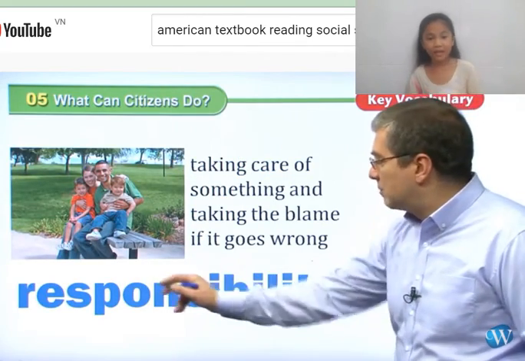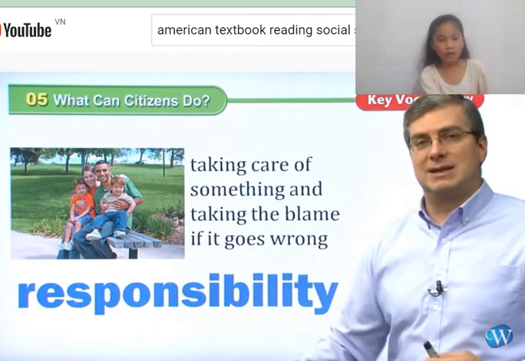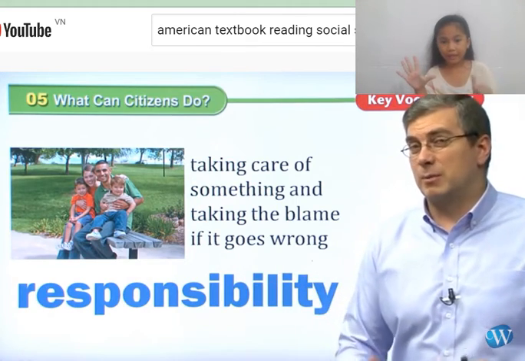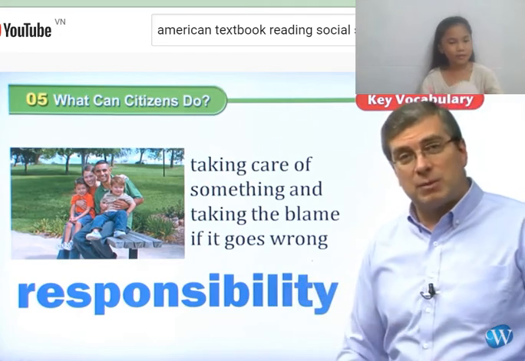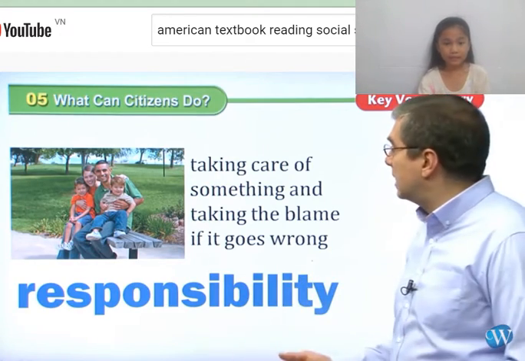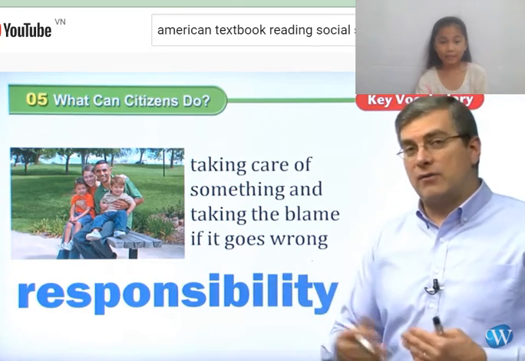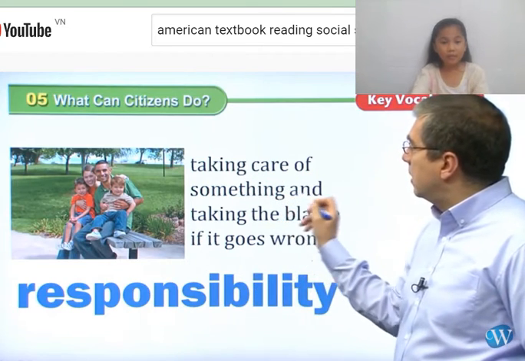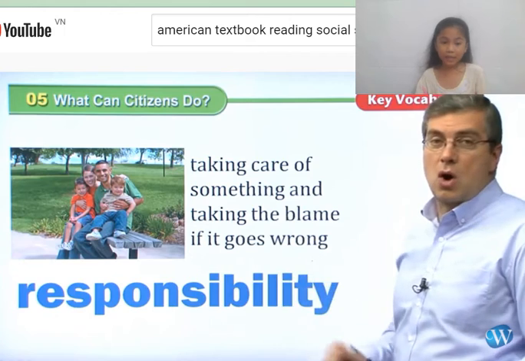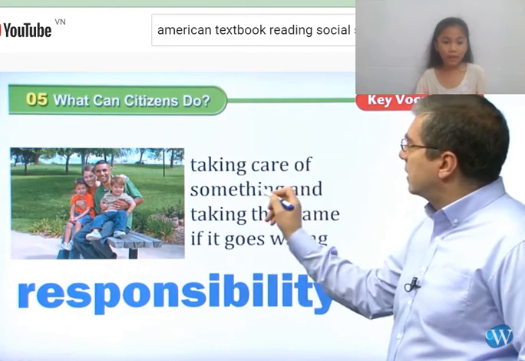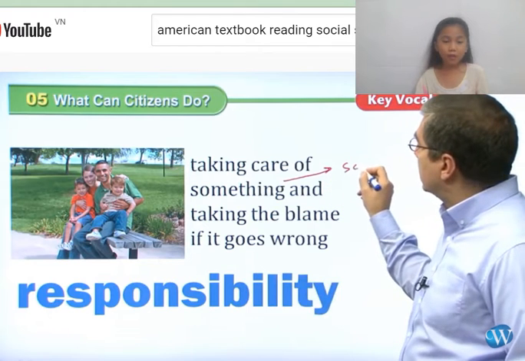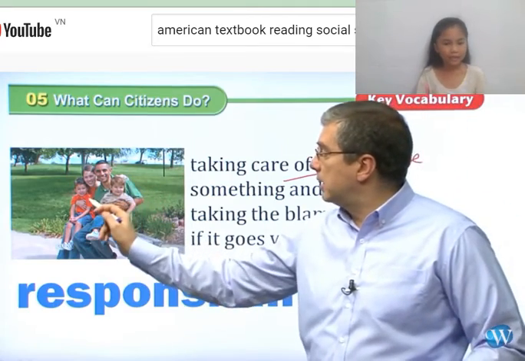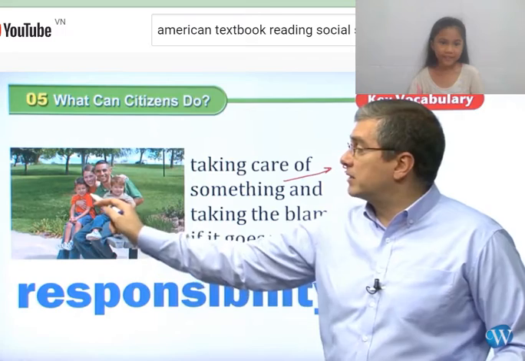Next we have responsibility. Responsibility is a long word. Count these syllables. Responsibility. Six syllables, right? Responsibility means taking care of something and taking the blame if it goes wrong. So when someone is taking the blame if it goes wrong, you say response. You would take away the suffix ability and only use the word response, right?